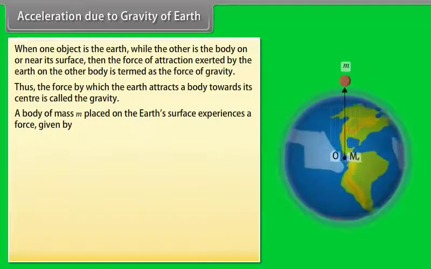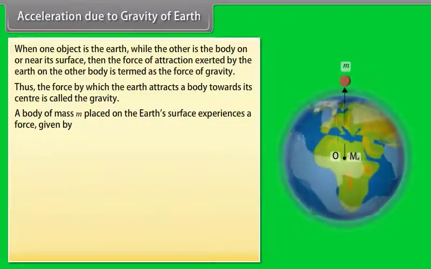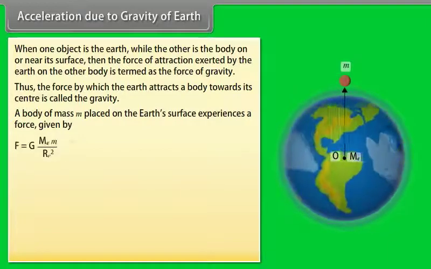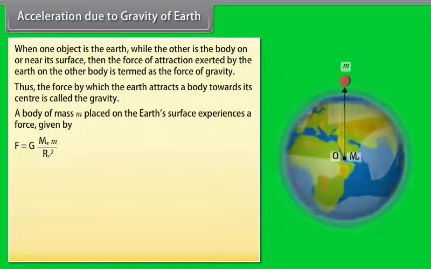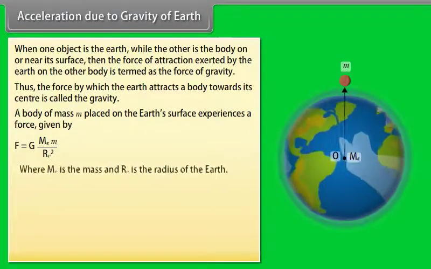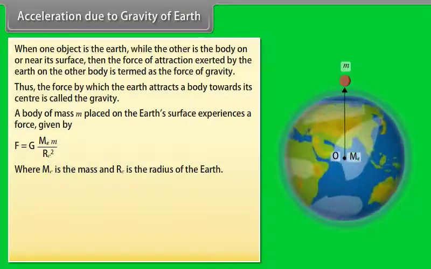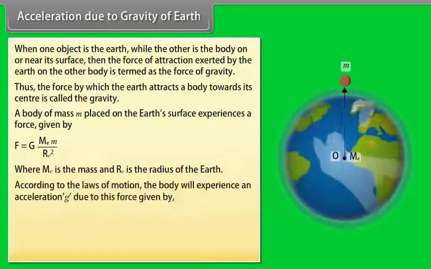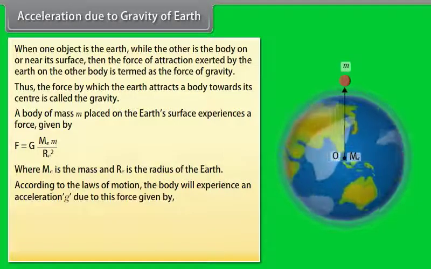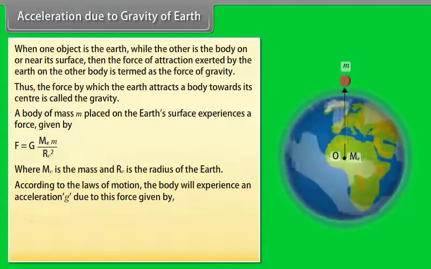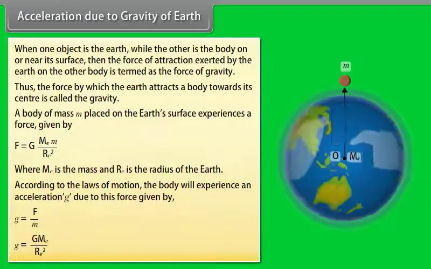A body of mass m placed on the Earth's surface experiences a force given by F is equal to G into M_E m upon R_E square, where m is the mass and R_E is the radius of the Earth. According to the laws of motion, the body will experience an acceleration g due to this force, given by g is equal to G into M_E divided by R_E square.